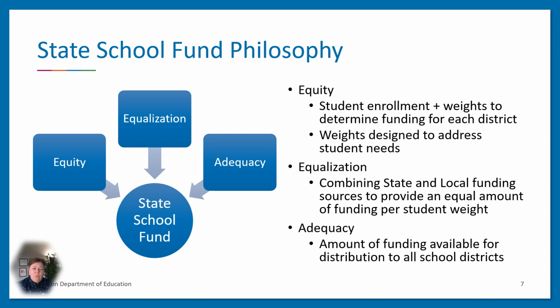And then the final component is adequacy. Adequacy is about ensuring that there's enough money going into the formula to support school district needs to support all of those students across the state. And adequacy is really determined by the legislature to ensure that there's enough money in the State School Fund for those needs.